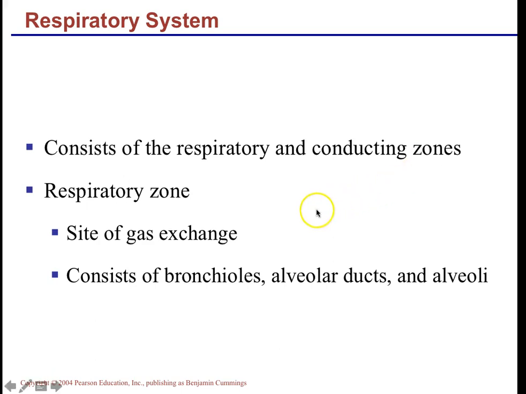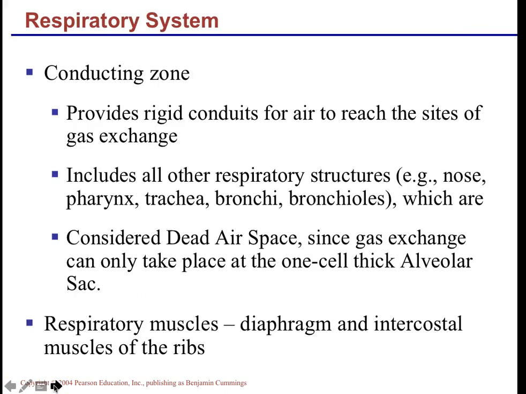So the respiratory zone is where you exchange gases. That's going to be the alveolar sac, and then the conducting zone is going to be the mouth, the nose, the pharynx, the larynx, the trachea, the bronchi, the bronchioles, and so forth. So here is a little bit more about the conducting zones. They're fairly rigid. They have ever branching, smaller tubes: nose, mouth, pharynx, larynx, trachea, bronchi, bronchioles.